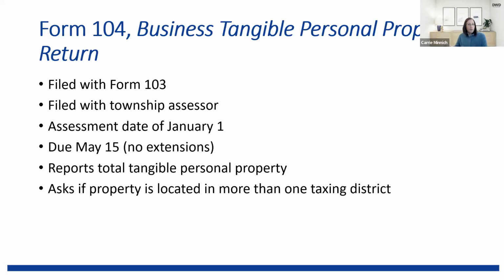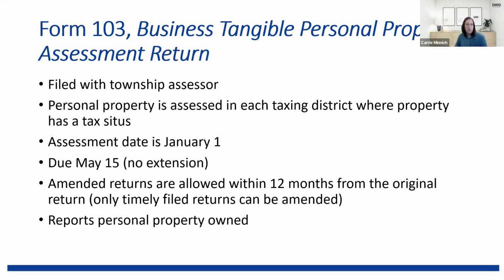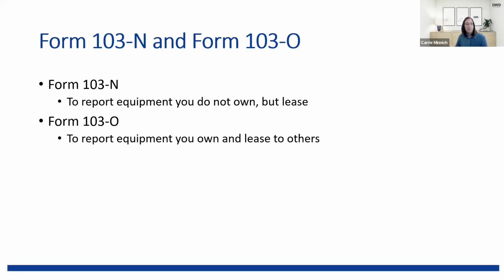When you file your property taxes, it's on Form 104. So even if you do get an exemption as a nonprofit, you still have to file the return. You just don't pay property taxes. It's due May 15th. There's no extension, so you do have to make sure that it is in by the May 15th deadline. It basically reports all of your tangible personal property. Form 103 goes along with that, so it's Form 104 and 103. If you have leased property, there's an additional Form 103N and 103O that needs to be filed as well.